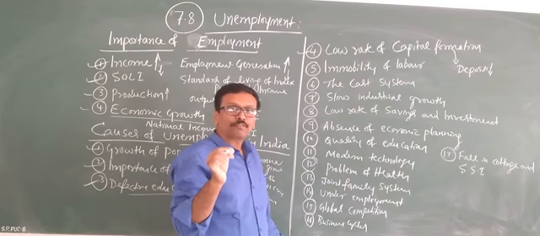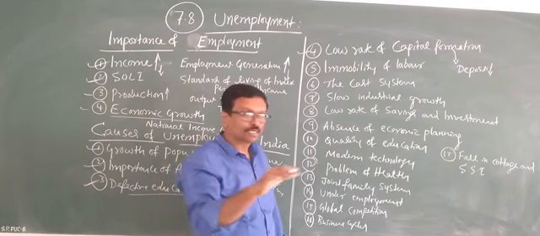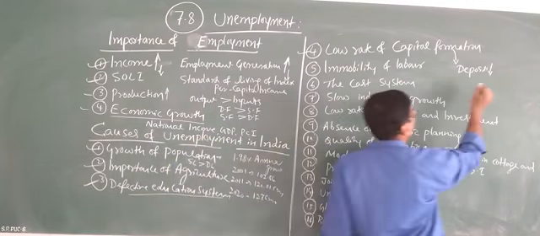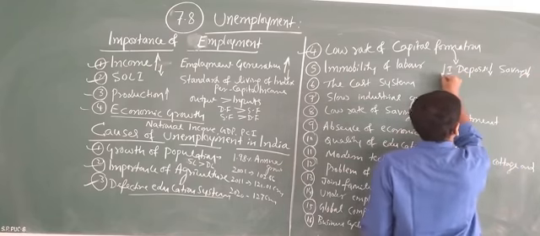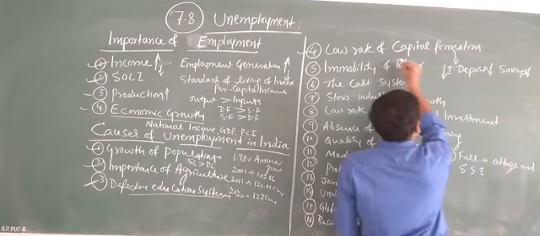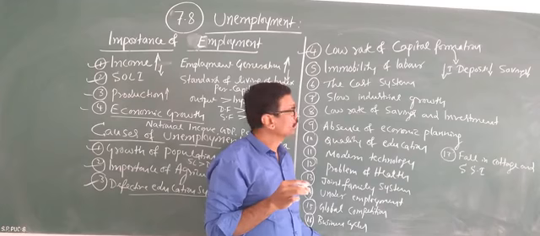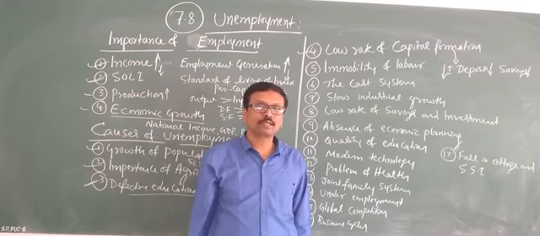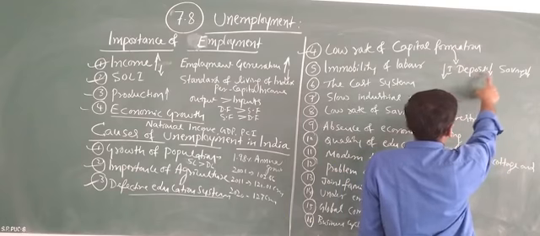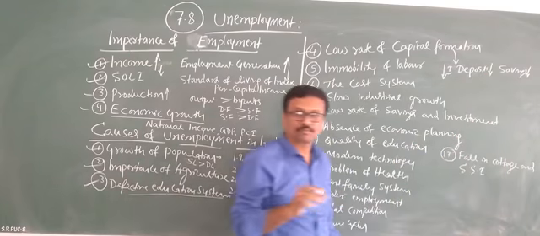Low rate of capital formation: deposits reduce, which is nothing but savings reduce. When savings reduce, deposits reduce and investment reduces. The capital formation mainly depends on savings and the rate of interest. You know one equation for that: savings and rate of interest. There is a direct relationship between deposits and savings.